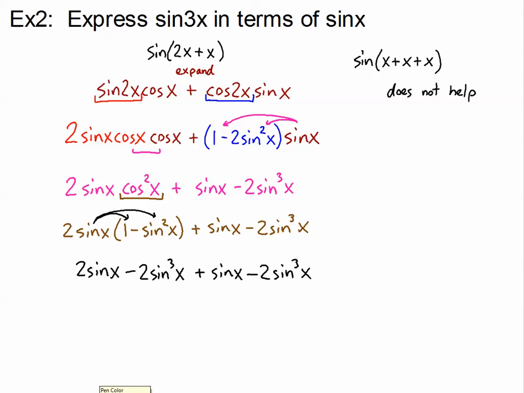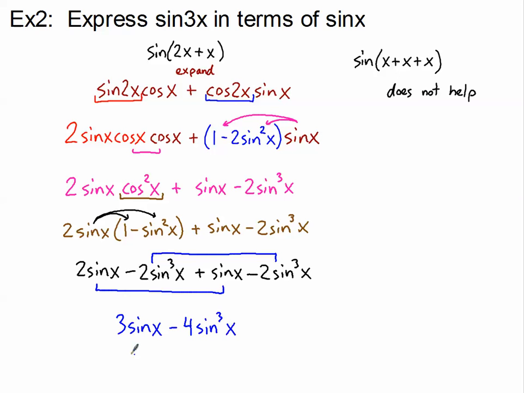We just have some like terms that we can get together. 2 sines plus 1 sine make 3 sines. So 3 sine x. And negative 2 sine cubed, take away another 2 sine cubed, makes negative 4 sine cubed x. That is a good looking problem. Understand that everything was supposed to be in terms of sine, and there it is, sine of x and sine of x. I understand that this one's cubed, but that's okay. It's still sine of x.